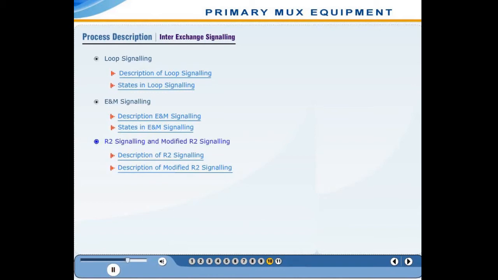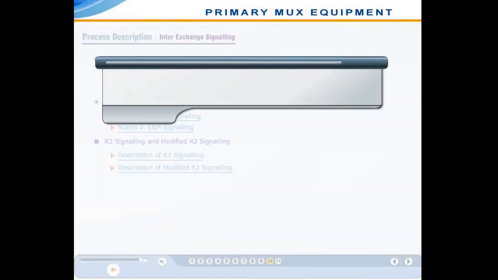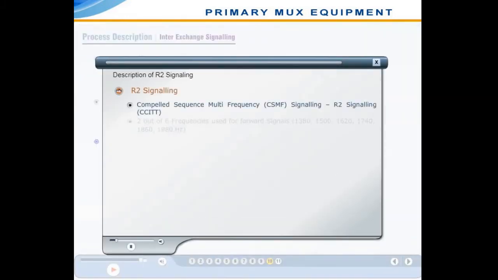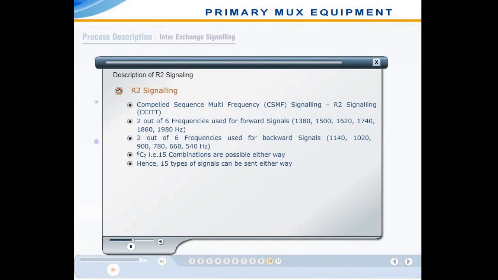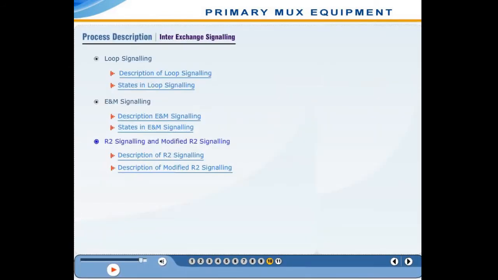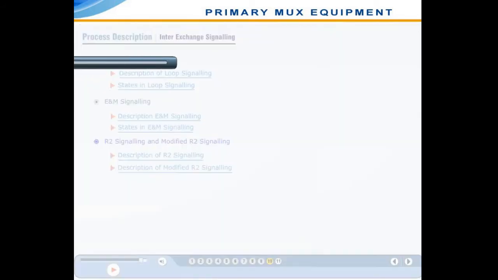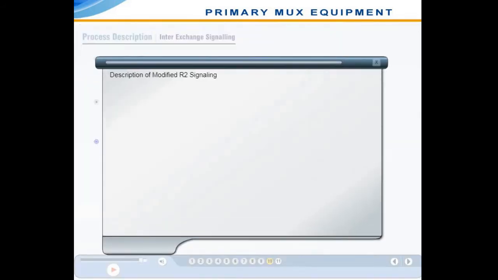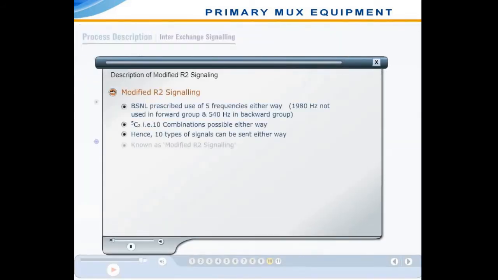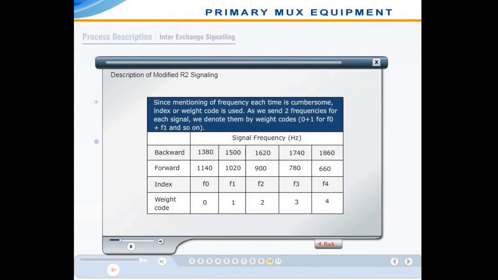R2 signaling and modified R2 signaling. Description of R2 signaling is shown on the screen. Description of modified R2 signaling is shown on the screen. Description of modified R2 signaling.